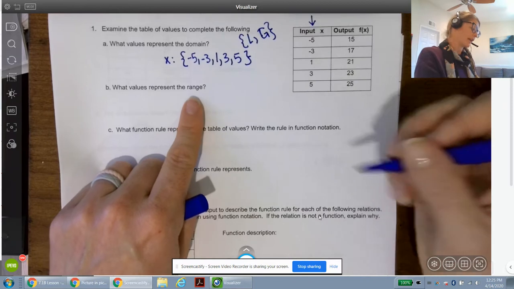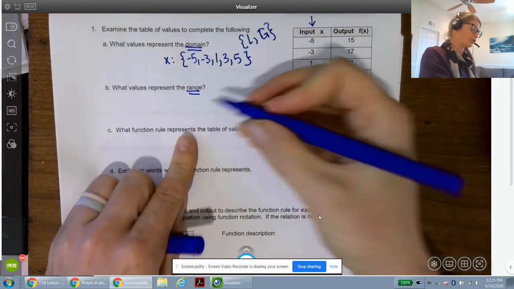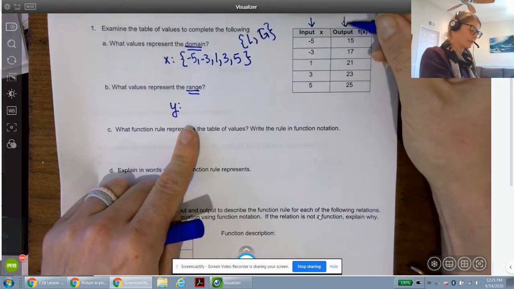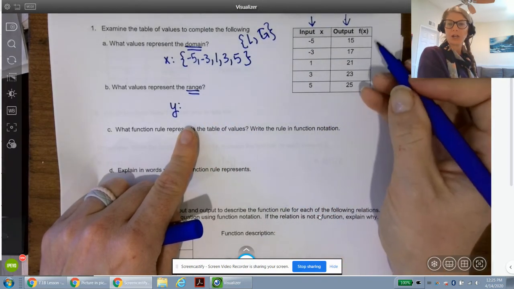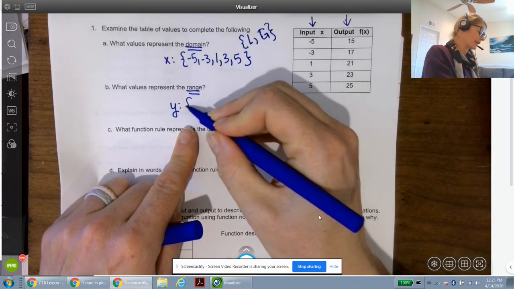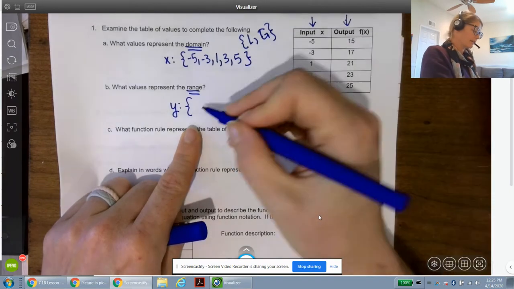What values represent the range? Well, here we're asking, do you understand that range means your Y values? So here's your Y values, and it's also your output, your f of x. And your Y values here, again, set notation, we're going to use curly brackets. We're going to list them from least to greatest.